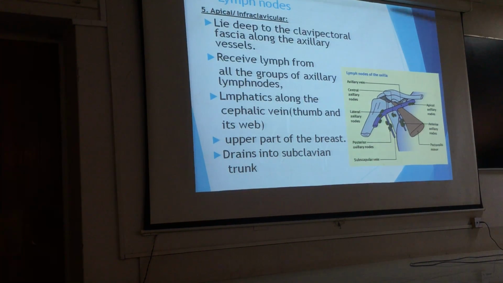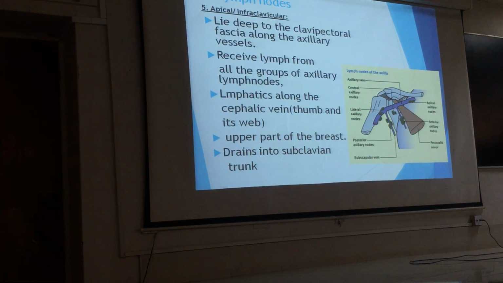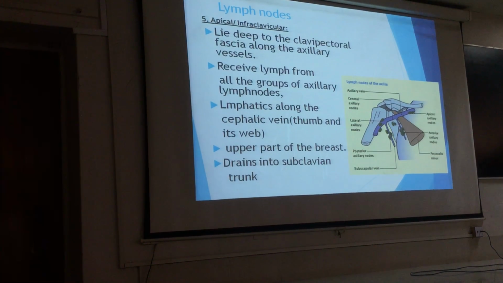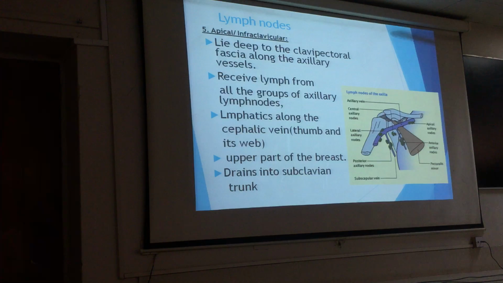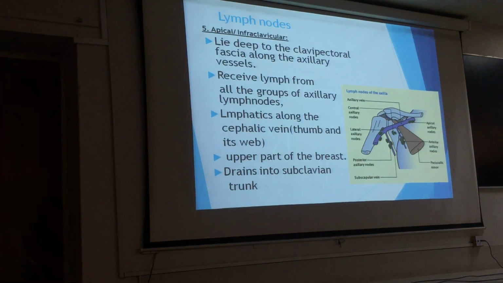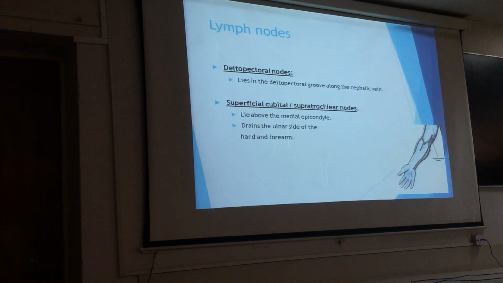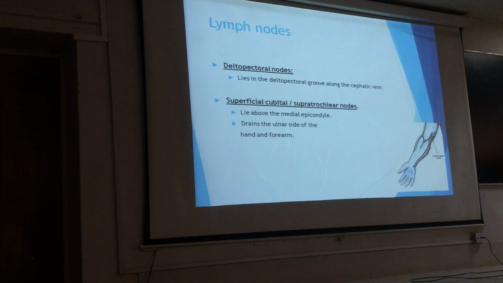On the right, through the lymphatic duct, which is actually entering at the junction between the subclavian and the internal jugular vein, whereas on the left side, through the thoracic duct, which is directly entering into the subclavian. So this was the collective form of the apical group of the lymph nodes.